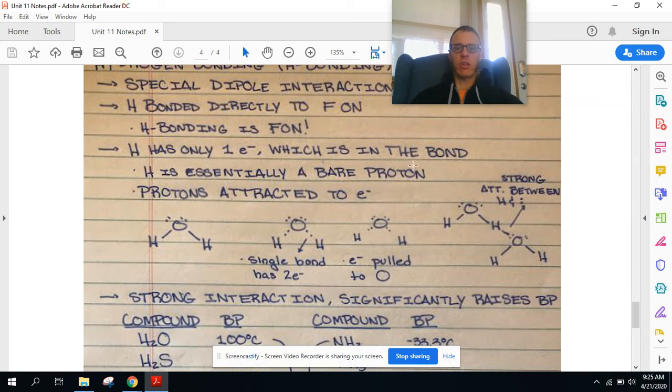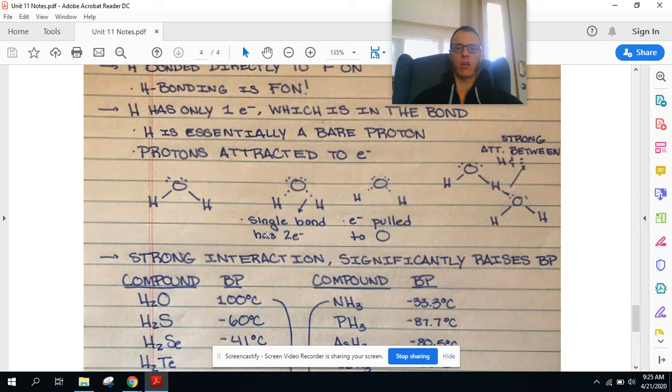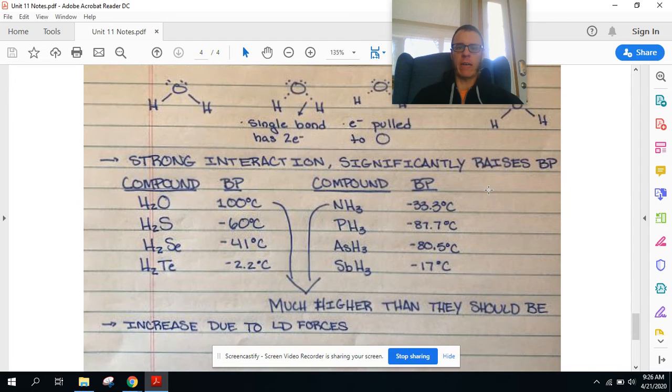Because hydrogen only has one electron, H is essentially a bare proton. And because it's a bare proton, that one electron is tied up in the bond. So you can see a single bond has two electrons, and one of those electrons is from hydrogen. Those electrons are pulled towards oxygen because oxygen is more electronegative. What it does is it leaves hydrogen out there with no electrons on it, so it's a bare proton. Well, protons are attracted to electrons really strongly, and this lone pair on oxygen is really strongly attracted to this bare proton. So what you get is a very strong interaction, and it significantly increases boiling point.